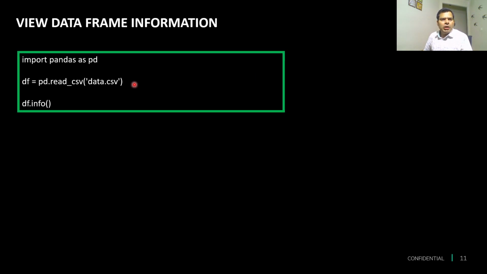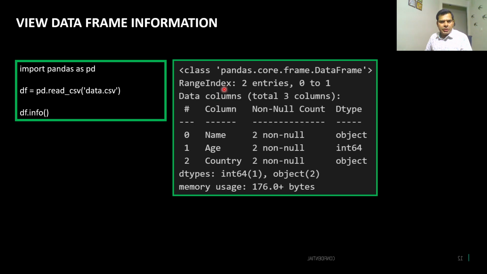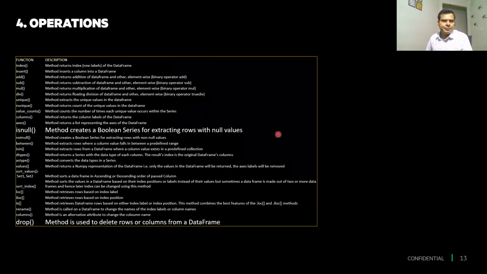And similarly, we can see how to use info. So info is going to tell us all about how the DataFrame looks. In this DataFrame, it says that it is an object DataFrame, and this is how the columns look, the data types, and the size of the data.